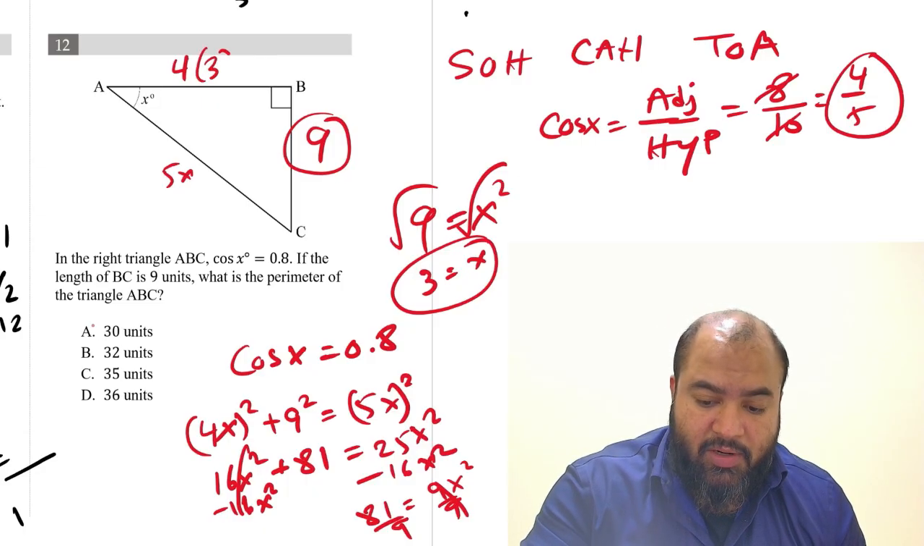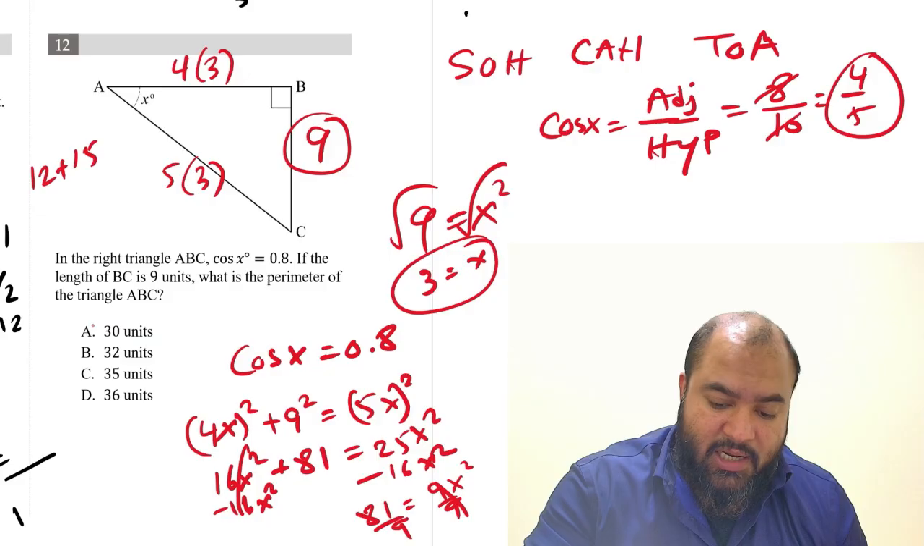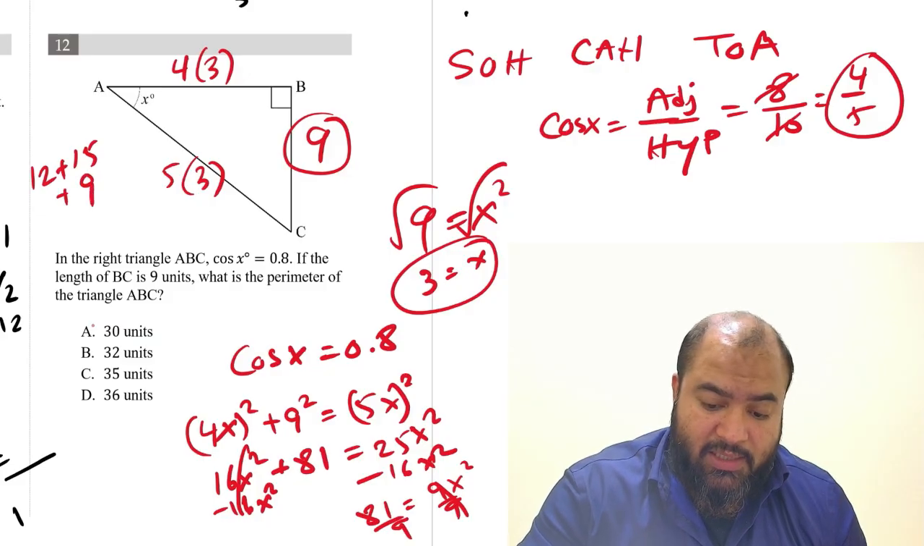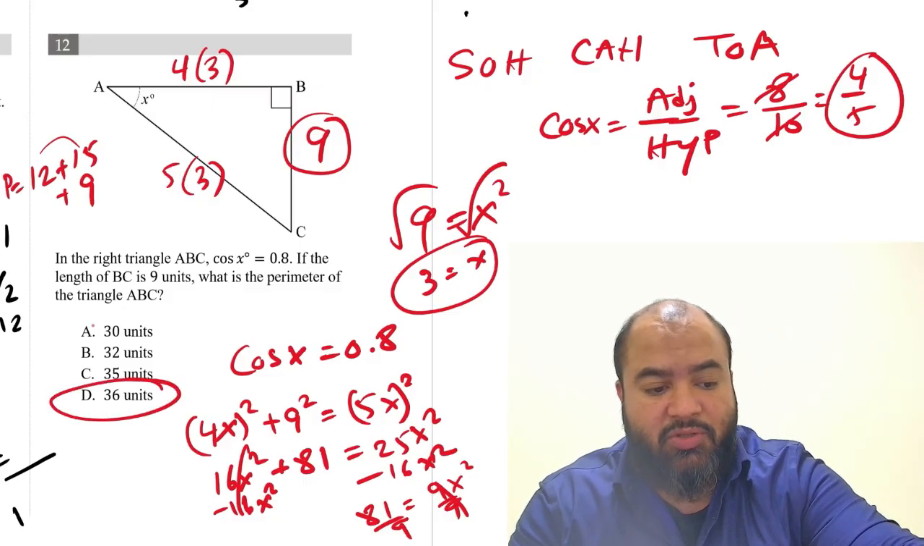So I'm going to plug it back in. So that's 12 and 15. Now they said what is the perimeter? So 12, 15 and 9. So 12 plus 15 is 27, plus 9 is 36. 36 is going to be the perimeter of this triangle.